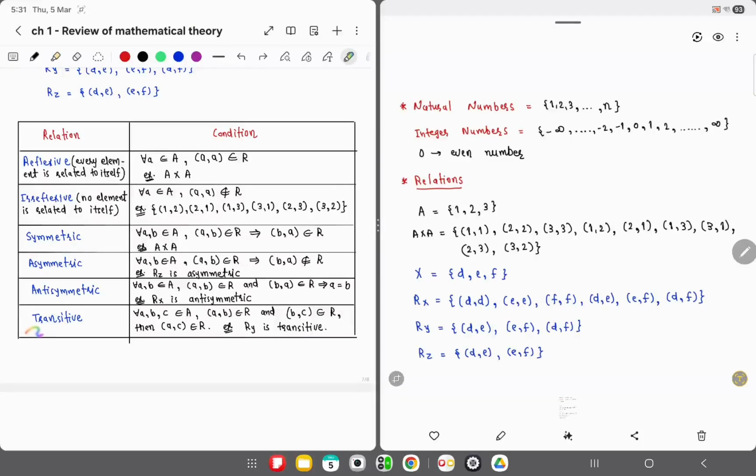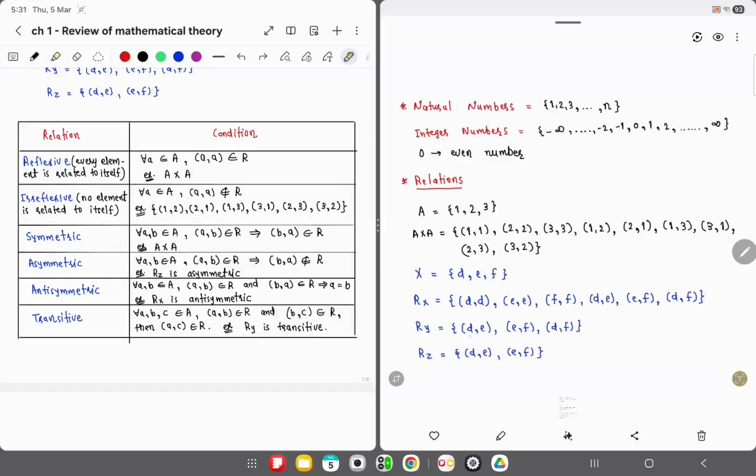Now we will see the last relation, transitive. If the pair (a, b) belongs to R and (b, c) belongs to R, then the first element of the first pair and the second element of the second pair should form a pair from relation R. Then this relation can be called transitive. In this example, on the right side, the relation Ry is called transitive.